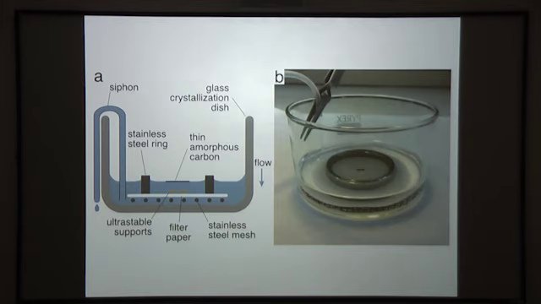This is just to remind me to say that it's still possible, if you need to have a thin layer of amorphous carbon, you can put those on top of gold grids. And we found that it doesn't degrade the performance of the gold supports.